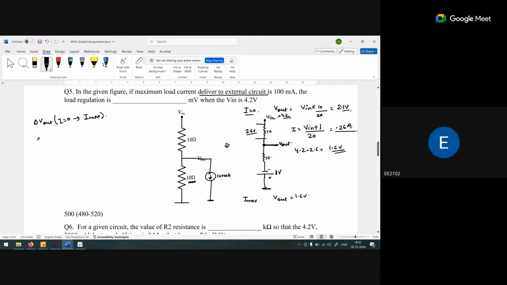So delta V out is 2.1 minus 1.6, which is equal to 0.5 volt or 500 millivolt.